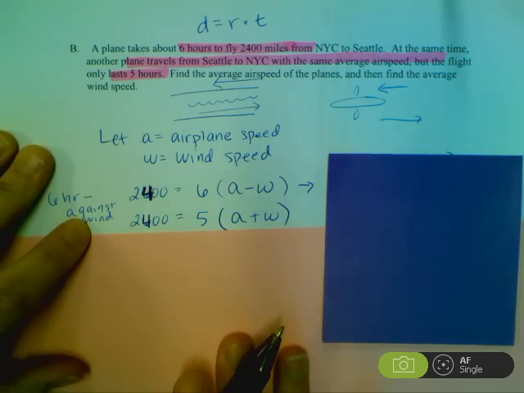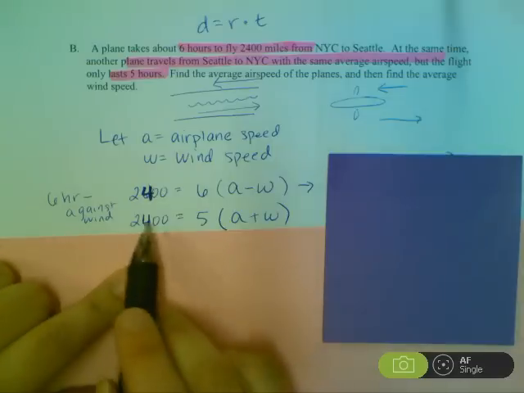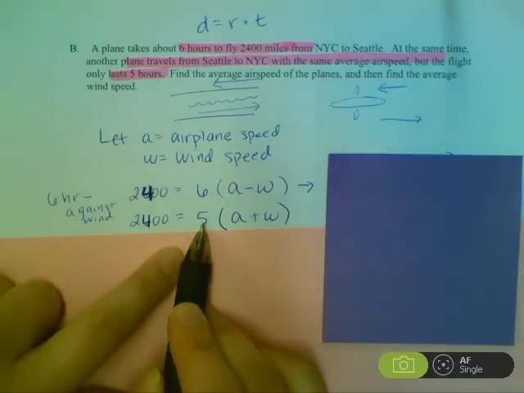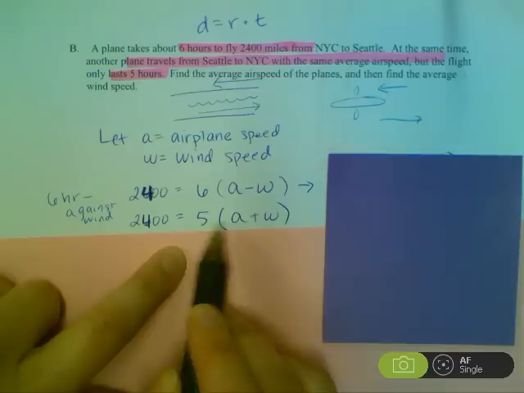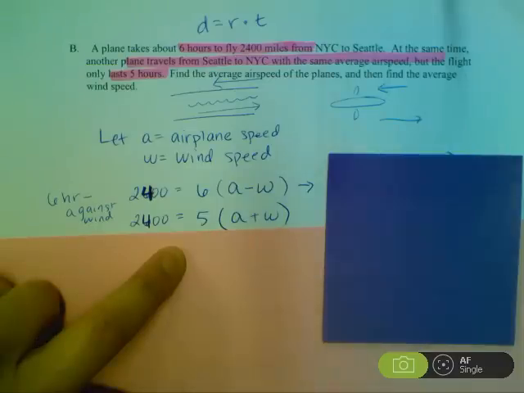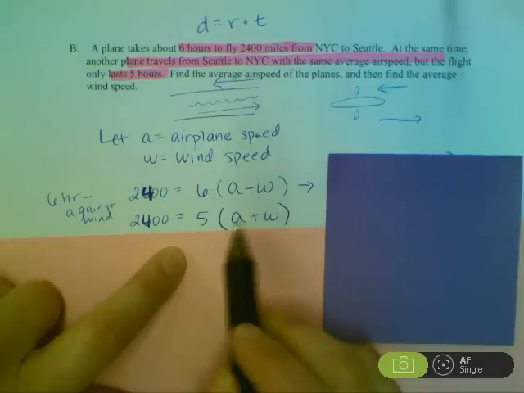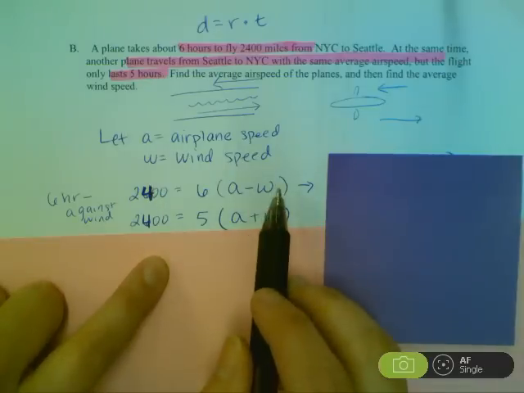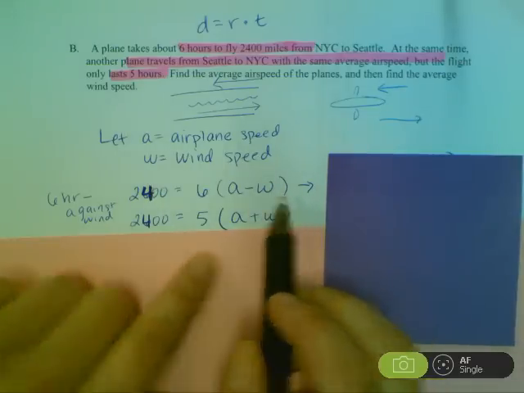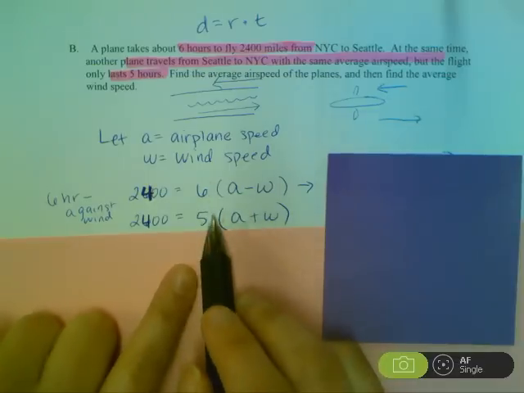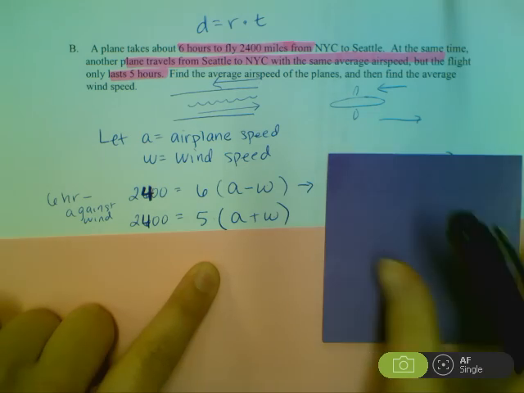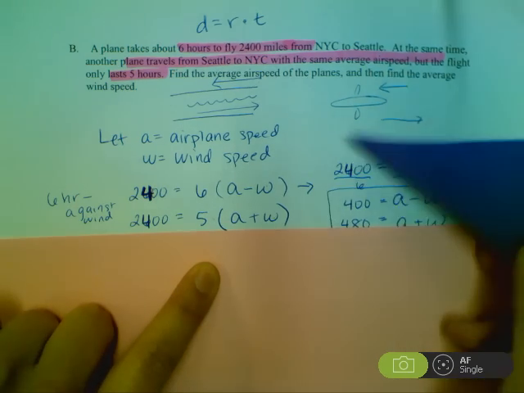When you set up the other equation, the distance is still 2,400 miles. It only took us 5 hours because we were traveling with the wind, so that means that you can add the air speeds. So it's the airplane speed plus the wind speed. Now on first glance, these two equations look kind of confusing. So we're going to get rid of the 6 and the 5 that are in front of the parentheses, and when we do that, we're going to find that it's a simple elimination question.